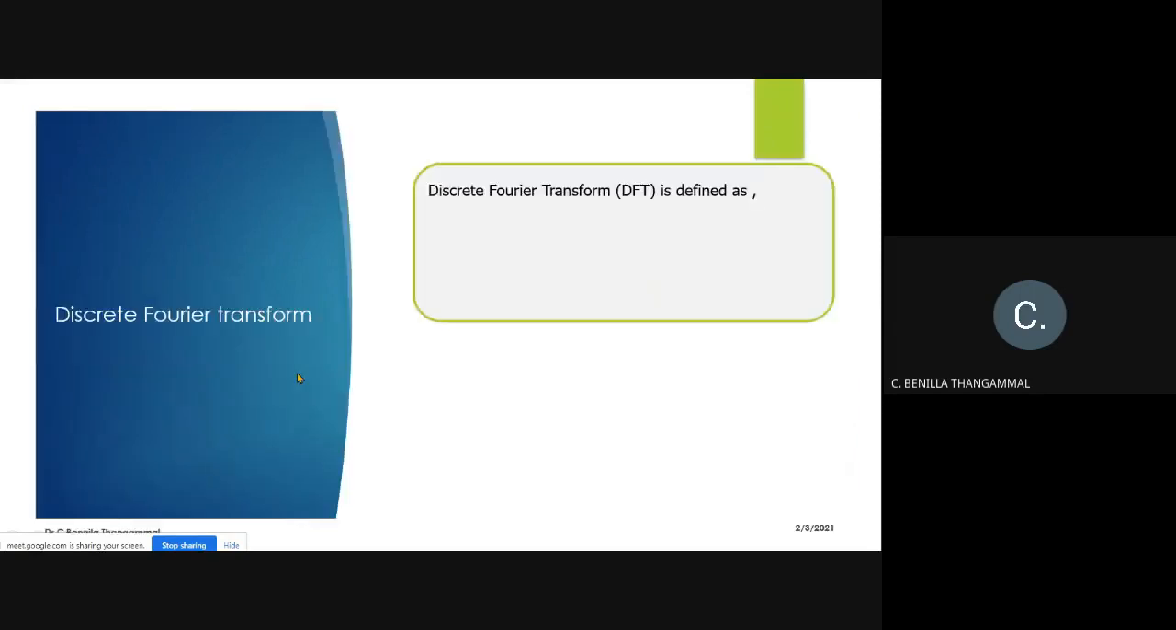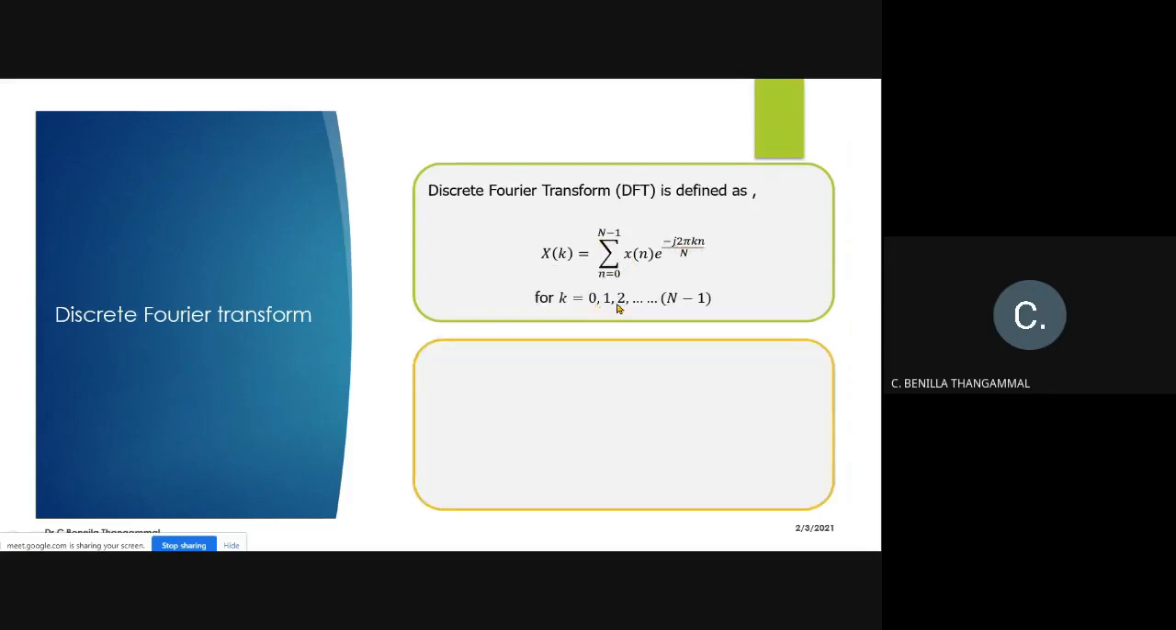So discrete Fourier transform is defined as X of k is equal to summation n equal to 0 to N minus 1 x of n e power minus j 2 pi kn divided by N, where k is equal to 0, 1 till N minus 1. So this is called the N point DFT.